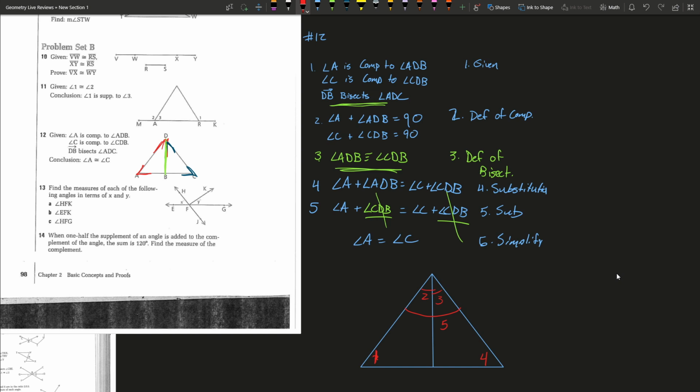The triangle doesn't prove anything. That could be drawn not to scale, because you can't assume anything that's not explicitly given on the diagram. Everything else you have to prove directly, which is exactly what we just did.